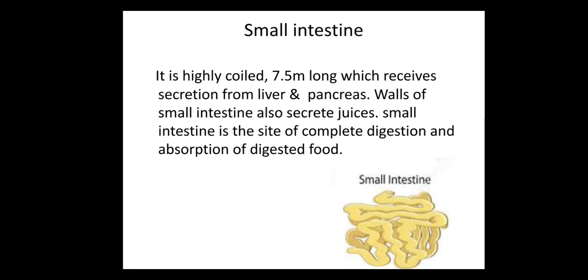After the stomach, the next part is small intestine. It is a highly coiled 7.5 meter long tube which receives secretions from liver and pancreas. Walls of small intestine also secrete juices. Small intestine is the site of complete digestion, and absorption of the digested food takes place in small intestine.